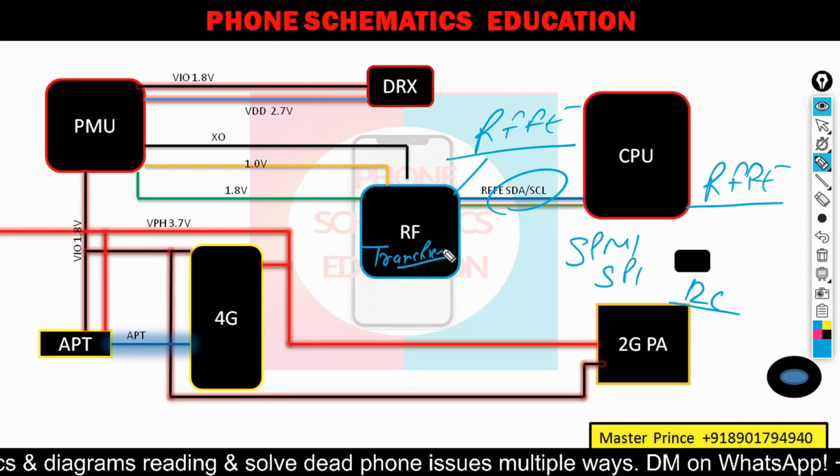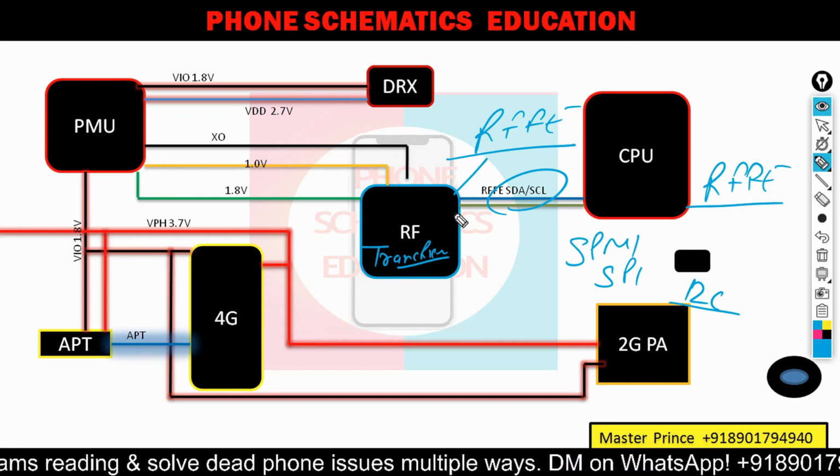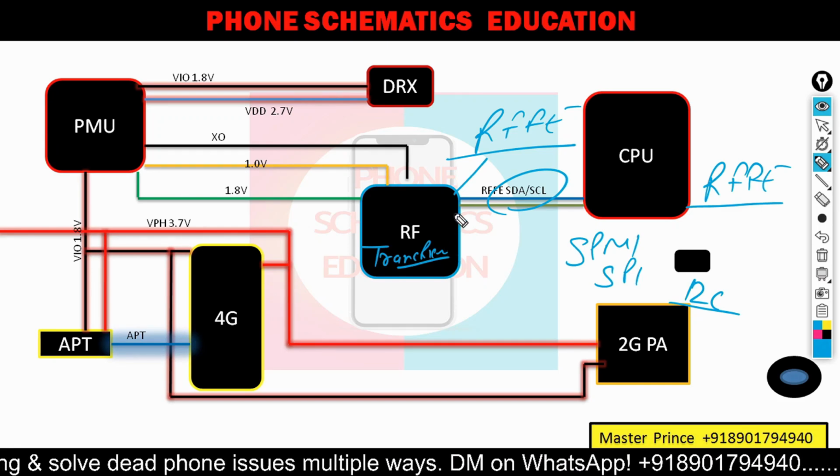Now, we see all the RFFE lines. Let's say first our WTR or your transceiver.